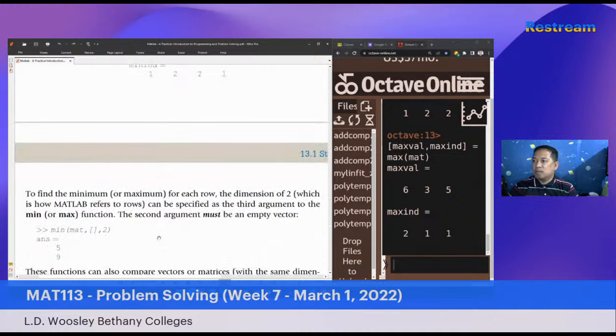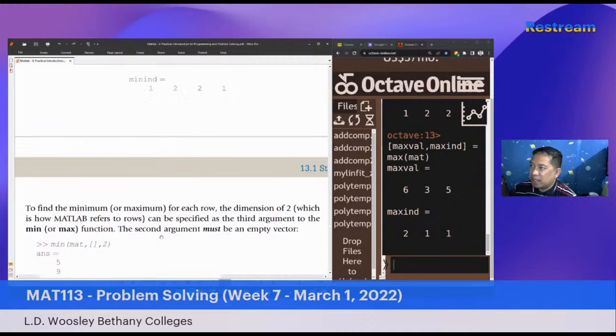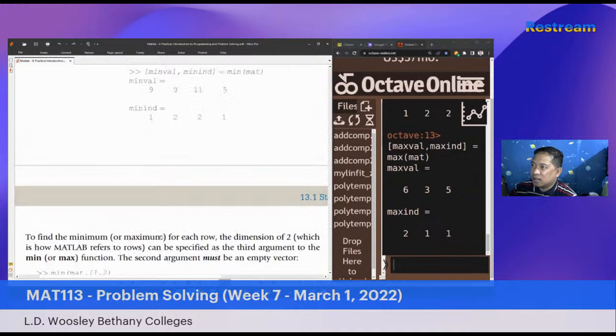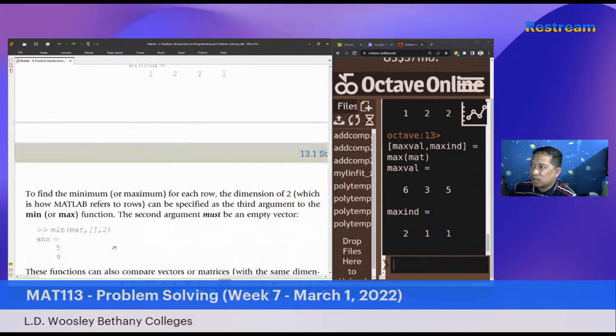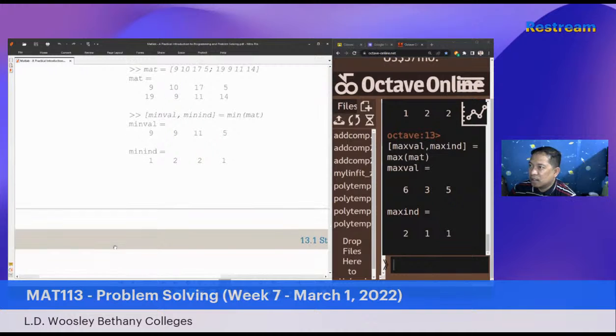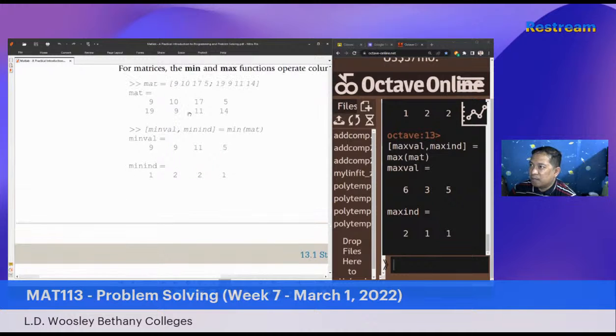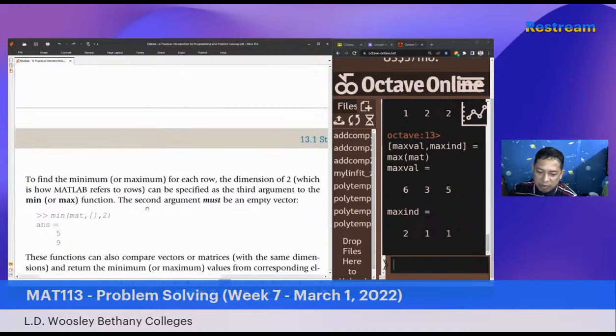Okay, to find the minimum or maximum for each row, dimension of 2, which is how MATLAB refers to rows, can be specified as the third argument to the min and max functions. So for the min and max functions, the second argument must be an empty vector. For instance, the min of the mat, empty, and 2. Then the minimum lalabas dyan: 5 and 9. So we have 5 and 9 as the minimum. So of course we could do this here.